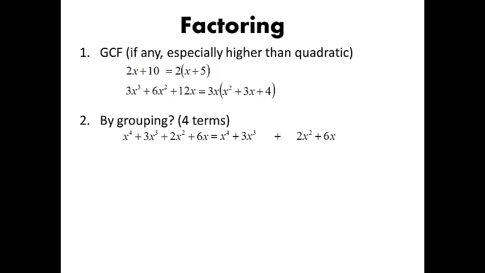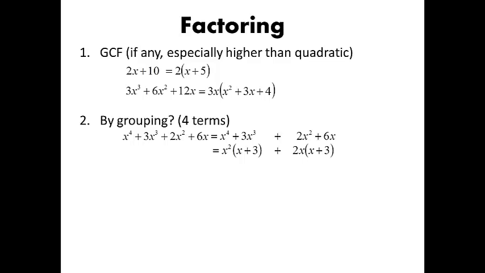So the GCF for x to the 4th plus 3x cubed should be x squared. And then when you factor out, you get x plus 3. And then on the second part, the other 2 terms that are on the right, you can factor out a 2x, and you get x plus 3.